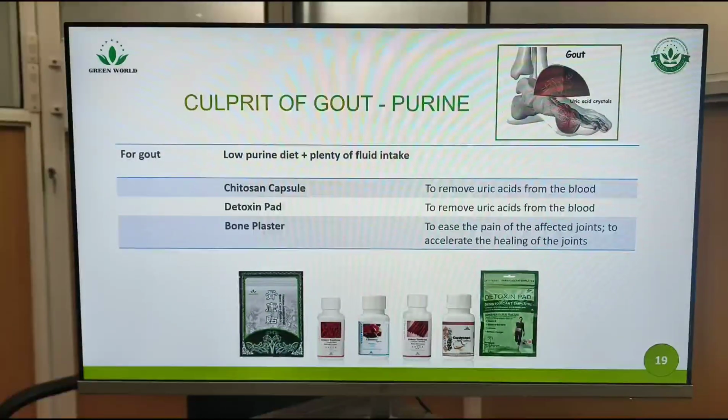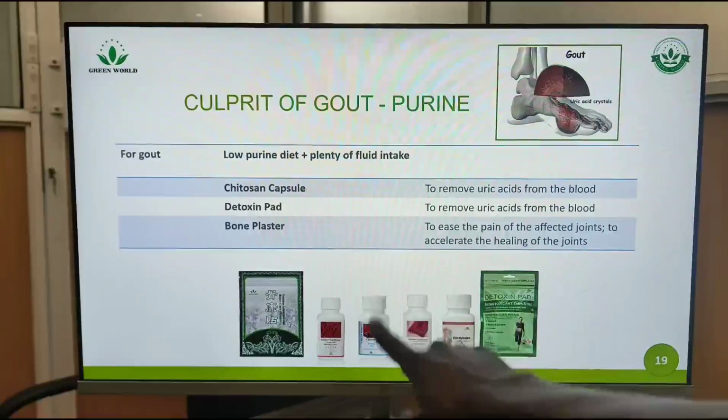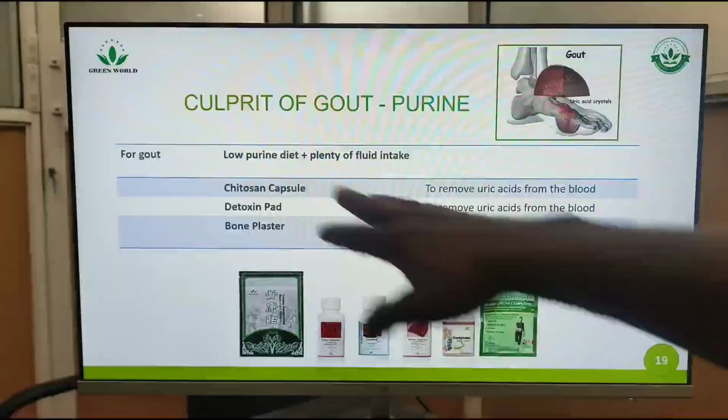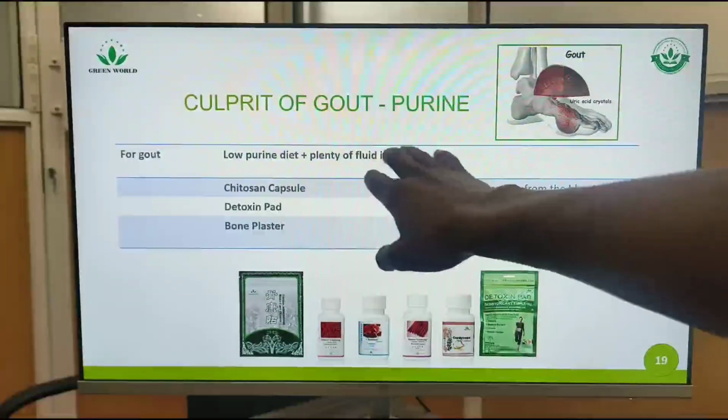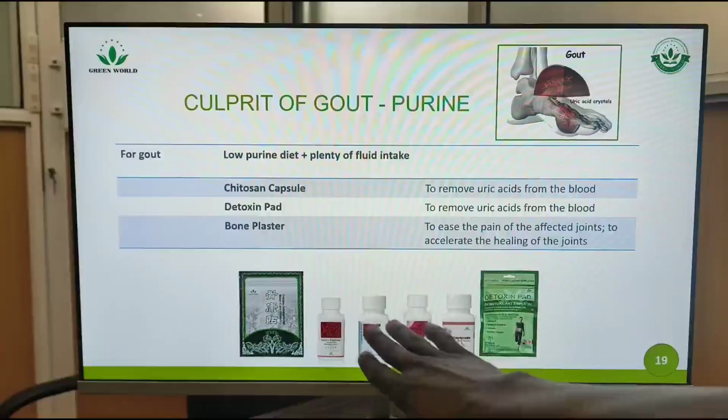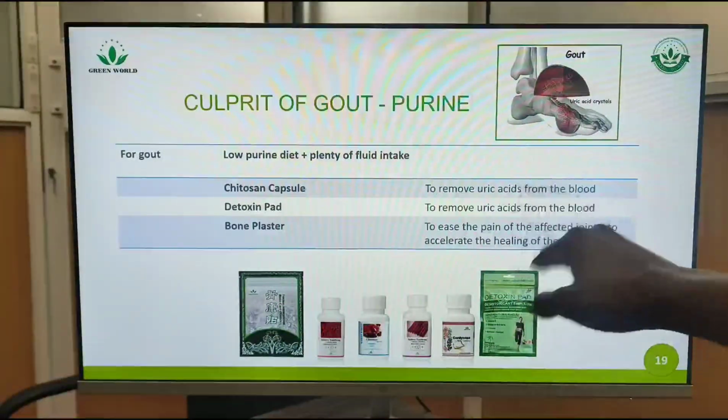What's more, people with gout can take our chitosan plus capsules right here. You find that chitosan is always a product that is all over. But first of all, they need to make sure that they consume foods of low purine diet, and also they take plenty of fluid, especially a lot of water. So the chitosan capsule is to remove excess uric acid from the bloodstream. The purpose of chitosan is to remove excess uric acid from the blood.